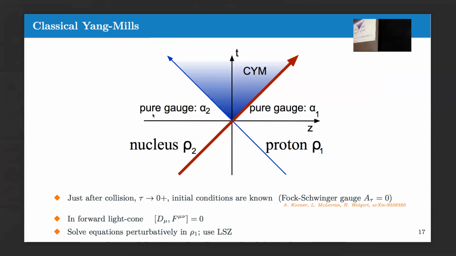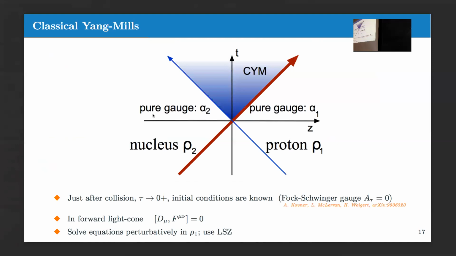Okay, and after we recover the dependence of the fields on time and on the momentum in the forward light cone, we will be able to apply LSZ and describe the particle production. So this is in broad strokes. It's a pretty straightforward procedure. Maybe I will not go into the details here, if you are okay with that.